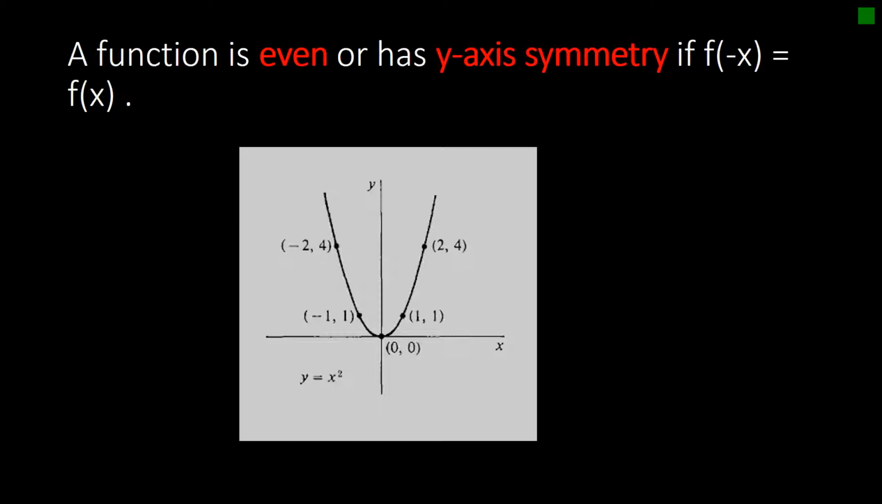has y-axis symmetry. If you notice, if the point 1, 1 is on the graph, then if you take the negative of the x value, negative 1, comma 1, that will lie on the graph as well. The same as 2, 4, then negative 2, 4 will lie on the graph. If you fold this portion in the second quadrant about the y-axis, it will lie entirely on top of the portion in the first quadrant.